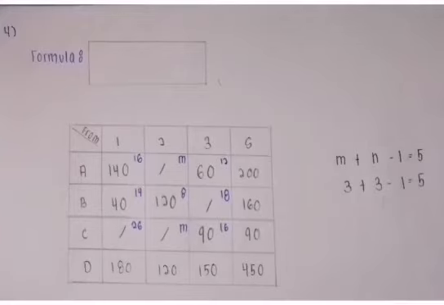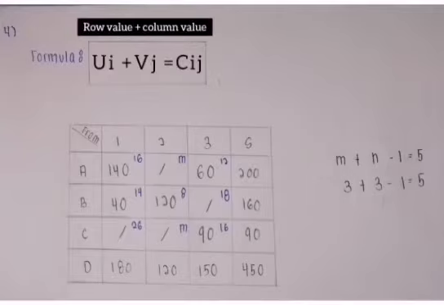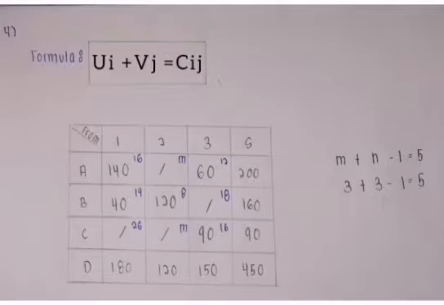Assalamualaikum, my name is Nur Sabina binti Zainal, AP200332. I will present about the MODI method for question 1. For this method, we will use the formula Ui plus Vj equal Cij.